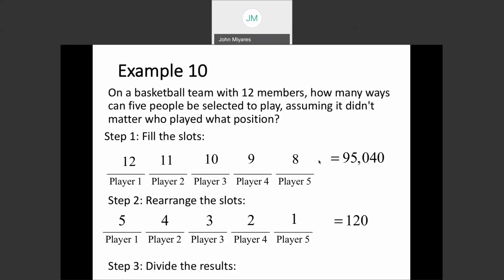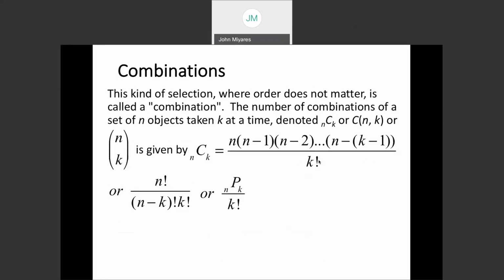Finally, we're going to divide the results, which gives us a total of 792 possible groups of 5 that can be chosen from the original group of 12, knowing that the order they're being selected doesn't matter. This kind of selection, where order does not matter, is called a combination.